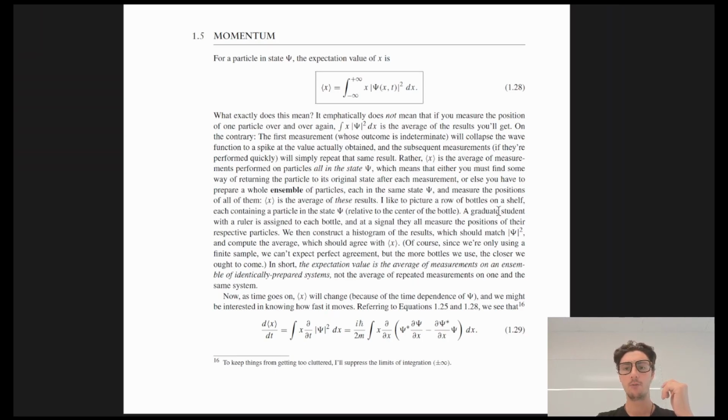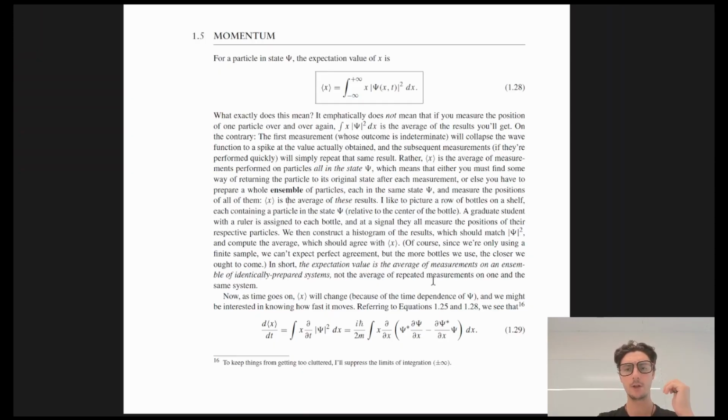I like to picture a row of bottles on a shelf, each containing a particle in the state psi relative to the center of the bottle. A graduate student with a ruler is assigned to each bottle, and at a signal, they all measure the position of their respective particles. We then construct a histogram of the results, which should match the absolute value squared of psi, and compute the average, which should agree with the expectation value of x. Of course, since we're only using a finite sample, we can't expect perfect agreement. But the more bottles we use, the closer we ought to come.